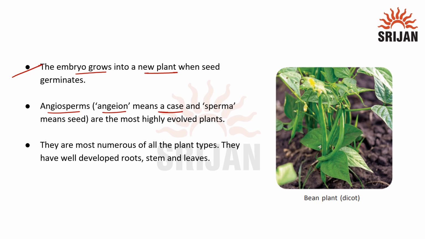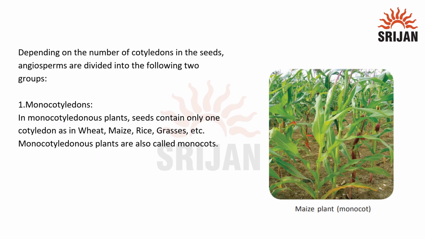Angion means case and sperma means seed, which together means seed covered in a case, and hence this type of plant is the most highly evolved plant, and they are the most numerous of all the types of plants that we have. They are well developed, they have proper roots, stems, leaves, flower, and fruit. These angiosperms are again divided into two groups based on the number of cotyledons in their seed. They are divided as monocotyledons and dicotyledons.